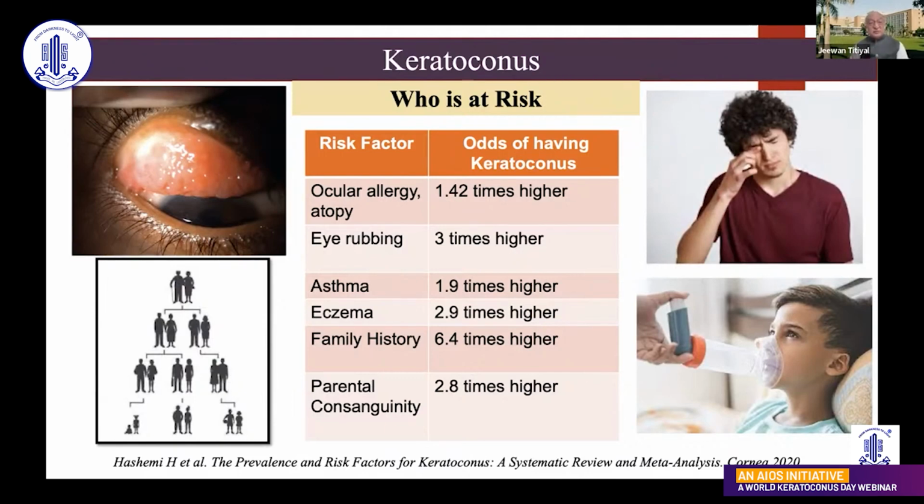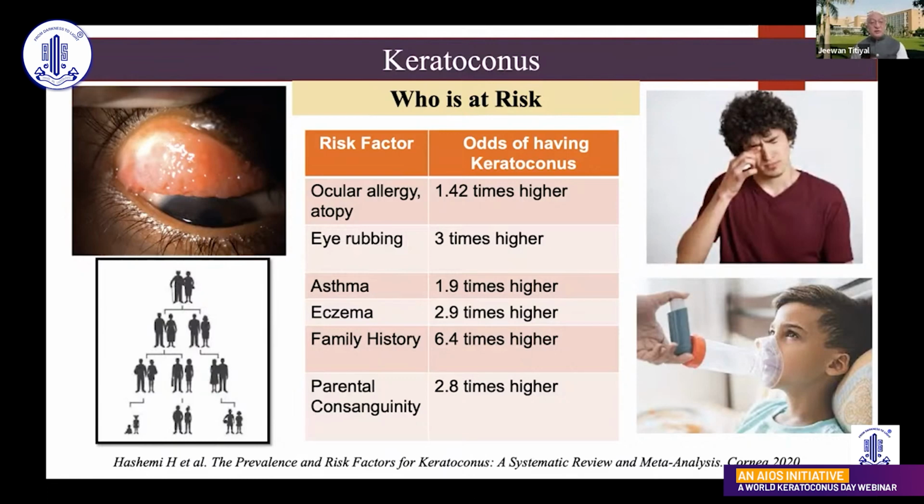Eye rubbing, which may be because of allergy or as such, gives you a 3 times higher chance of developing keratoconus. People having asthma or eczema will again have a higher chance. And more importantly, a family history of keratoconus will again mean at least a 6.5 to 7 times higher chance of developing keratoconus in that population. Then consanguinity, which I talked about.